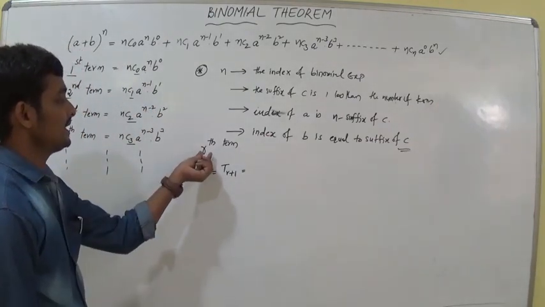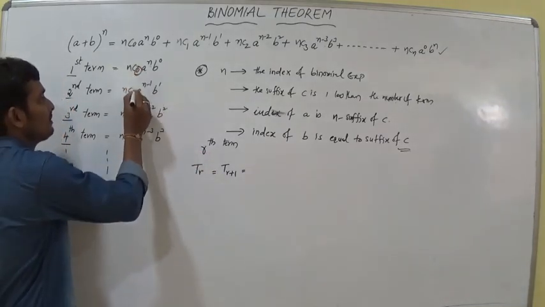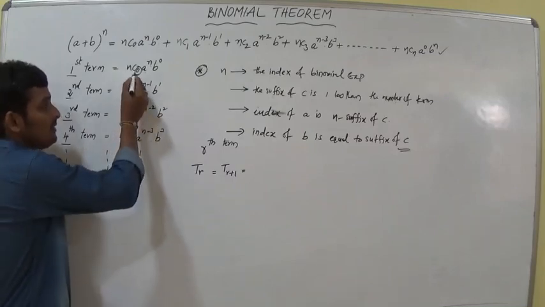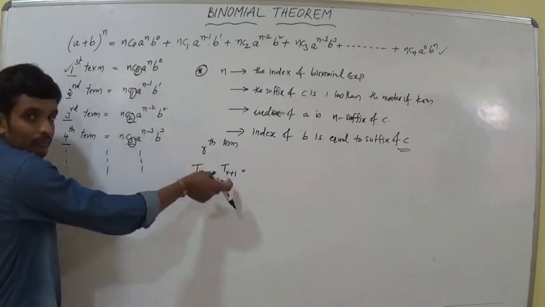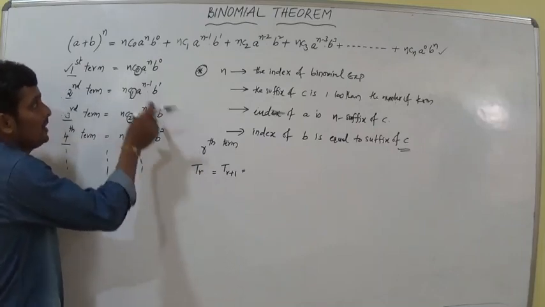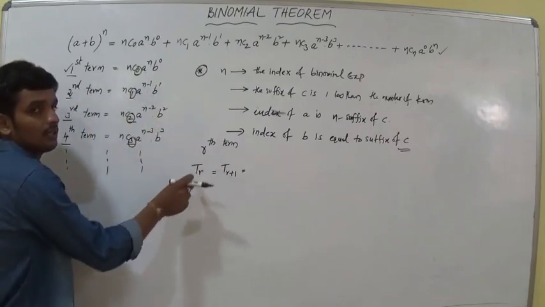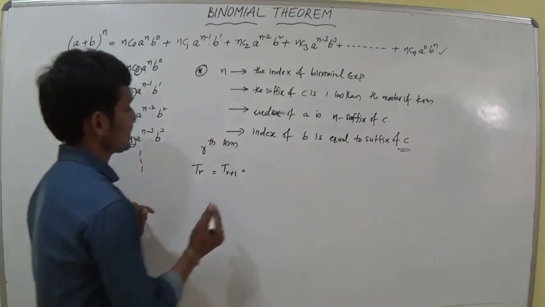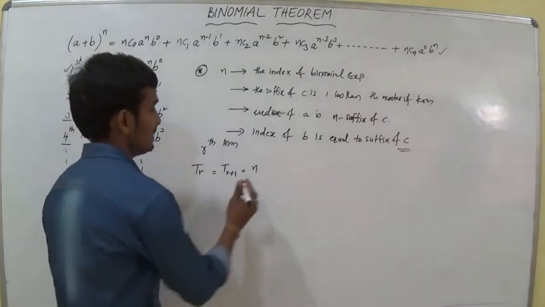For example, these are the values of r. If r is equal to 0, it is the first term. That means r plus 1 is the first term. If r is equal to 1, it is the second term. If we take 2 plus 1, that is 3, so this is the third term, and the fourth term like that. If you observe, every term has the common element n.